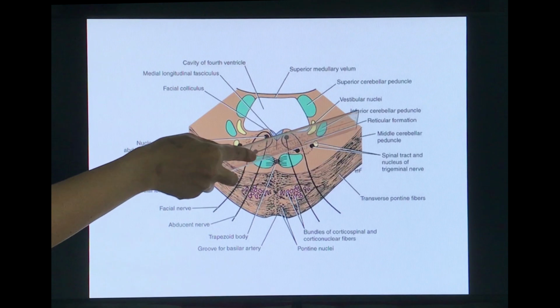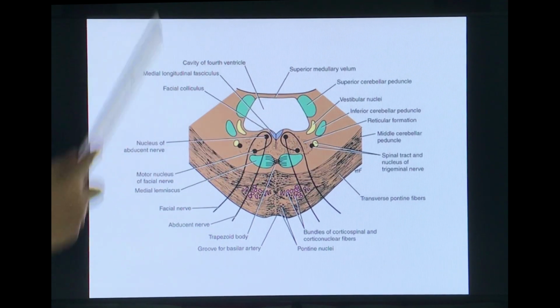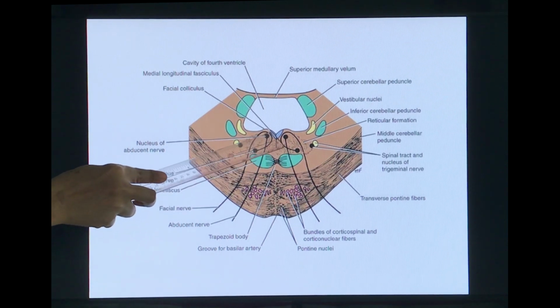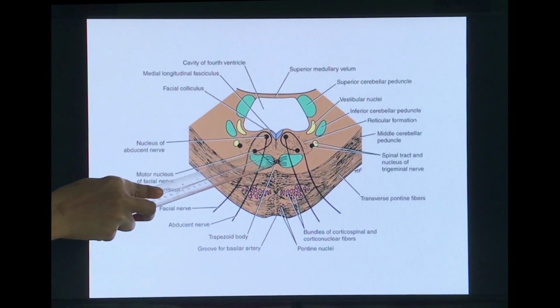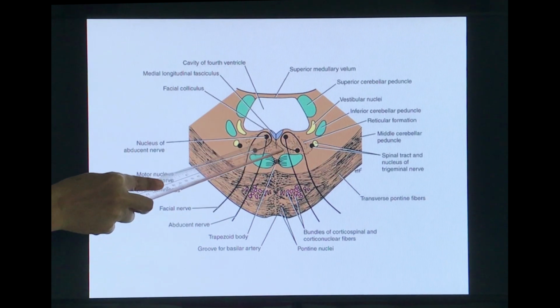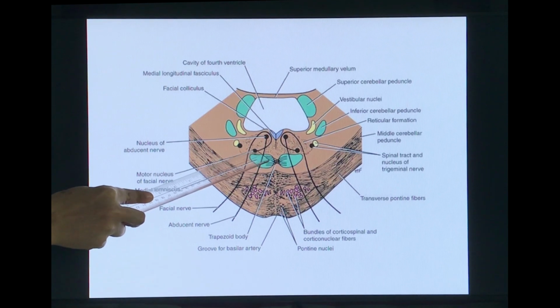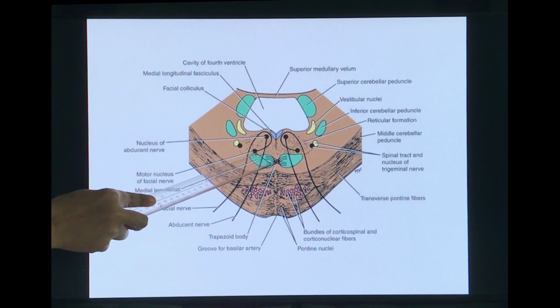So here you can see the middle cerebellar peduncle. Here you are seeing the superior cerebellar peduncle. You can see here this forms a facial colliculus. Facial colliculus is formed by the nerve fibers of the facial nerve. The nucleus is present over here, especially the motor nucleus.